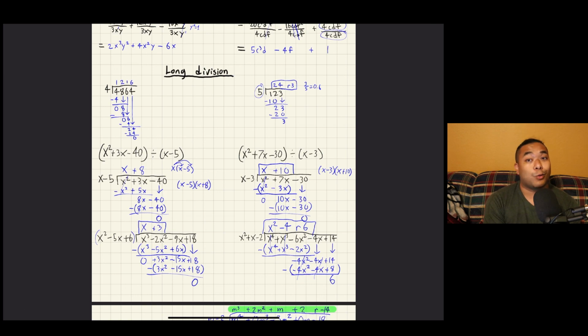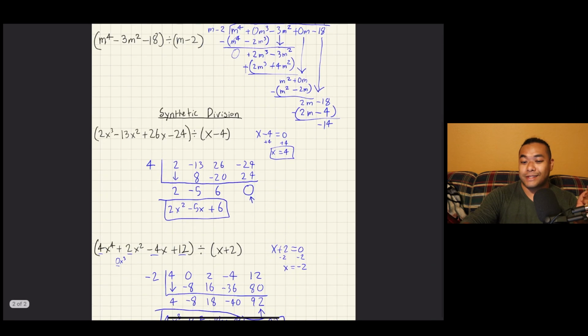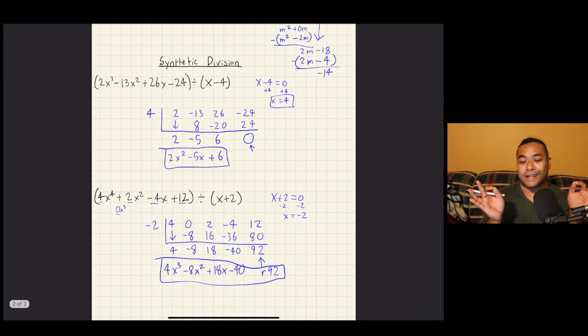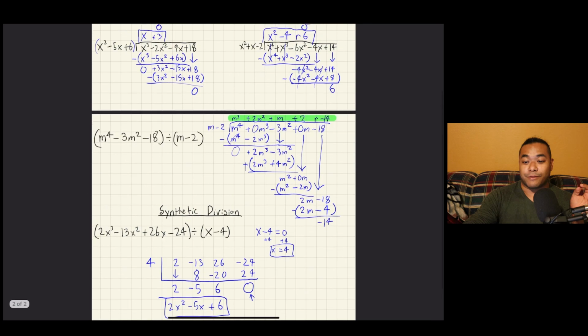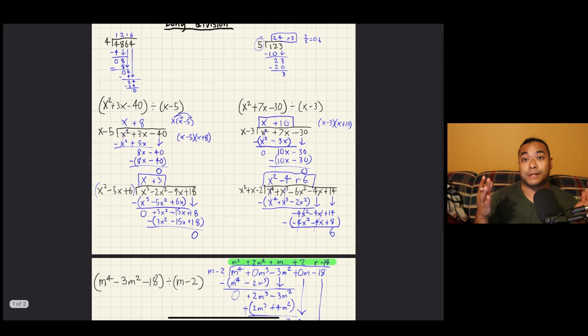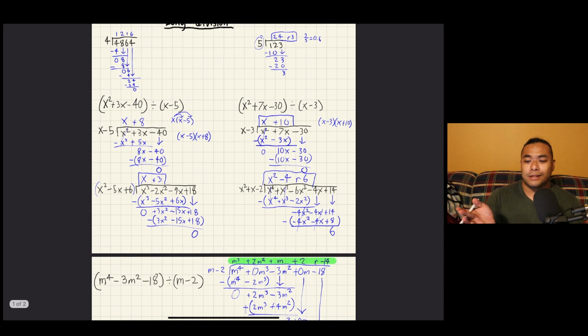When we do this on quizzes or tests, usually if I get a polynomial division problem, I'm going to give you the option to do either long division or synthetic division, because 90% of the time you're going to like one or the other. I personally think synthetic division is perfectly fine and it speeds up the process for me. But for some of us, doing long division just makes more sense, and that's okay. You don't really save or waste too much time, so either works.